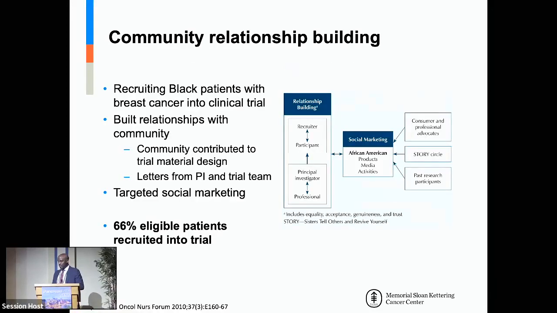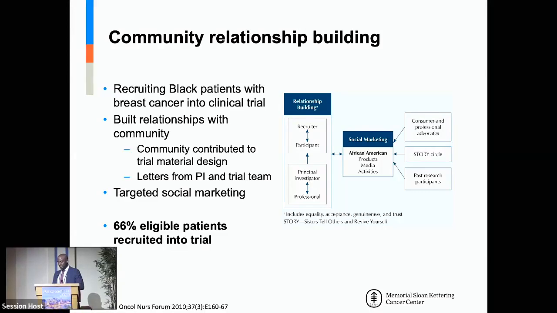A study that was run by Handy et al. is an example of community relationship building. They were trying to recruit Black patients with breast cancer into a clinical trial. So they built relationships, which, as our president at MSK recently said to Dr. Nguyen, Dr. Vickers, is not something that happens overnight. This is an investment that goes on for years and decades. And in this study, they did something similar.